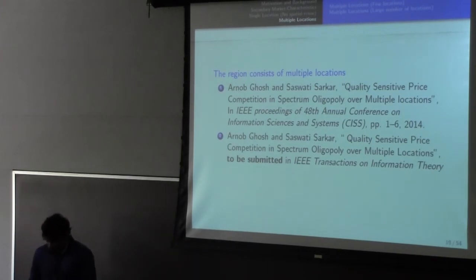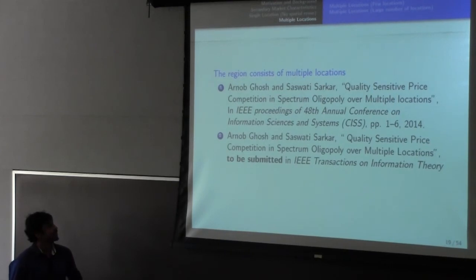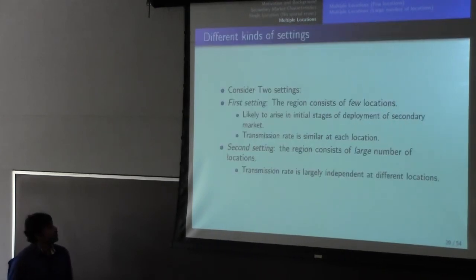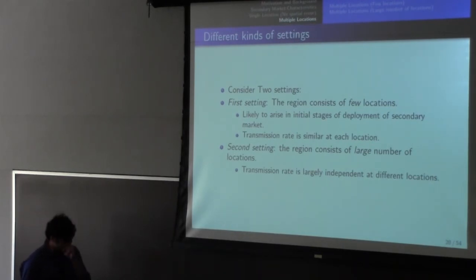Okay, so we go to the second setting, when the region consists of multiple locations. Here we also break down into more settings. First is the region consists of few locations. The important assumption is that the transmission rate will be similar at each location. In the second setting, we consider the region consists of a very large number of locations, possibly infinite, and the transmission rate will be largely uncorrelated at different locations.